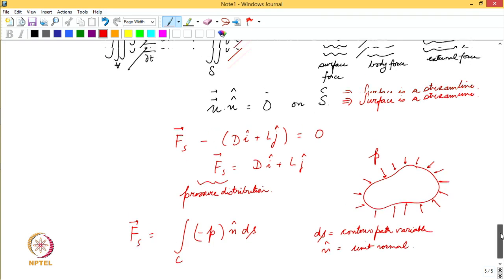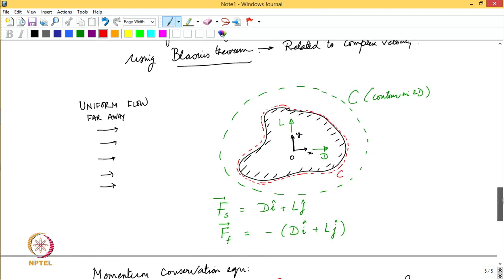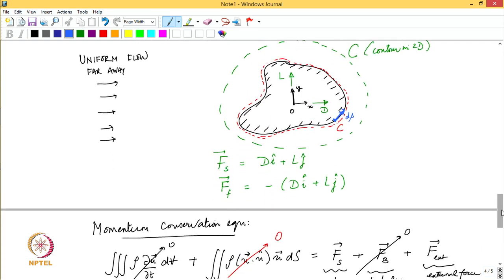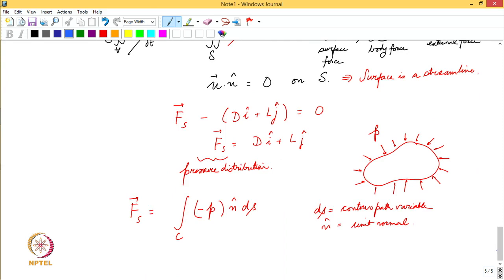So, just to remind you again what is ds, if you go back to the original sketch, we can say ds is maybe an element of this type. We are going around this contour. So, ds on an exaggerated scale is this element. It is this small element which will go around, and we will integrate over the entire contour to get this integral. Okay. And this integral should be d I cap plus L j cap.